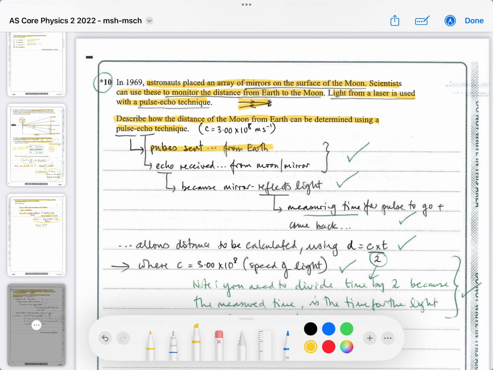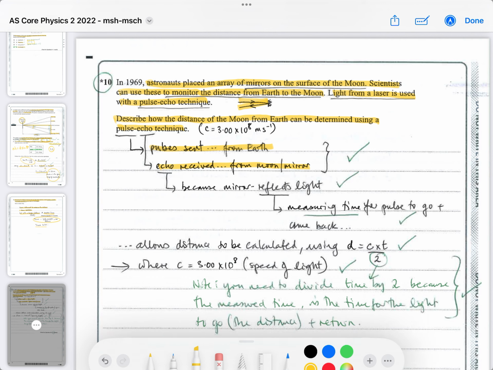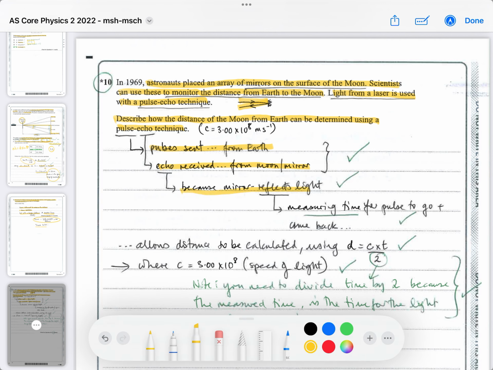So pulses are sent from the Earth and echoes are received from the mirror on the moon, and you get 1 mark for knowing what the pulse echo technique is, because the mirror reflects the light, and laser lights are intense enough for us to be able to detect them when they bounce off it. And then you measure the time for the pulse to go and come back. You don't need to know how they do it, but you just need to know that they have to do it to be able to then work out the distance by using distance equals speed times time. But the time needs to be divided by 2, which is a separate marking point, because the measured time is for the pulse to go there and for it to return.